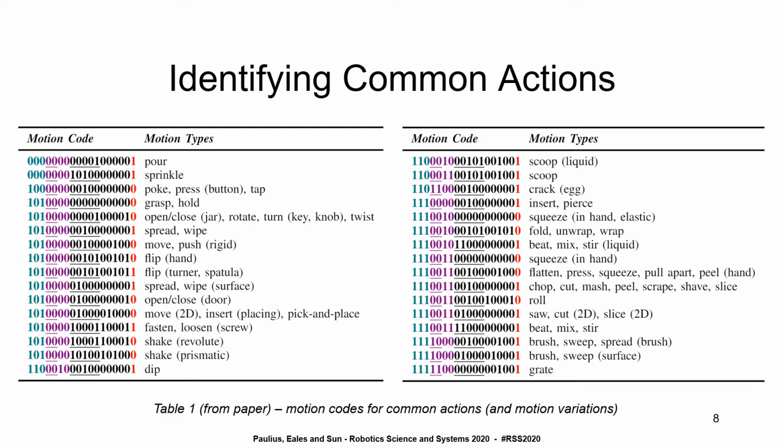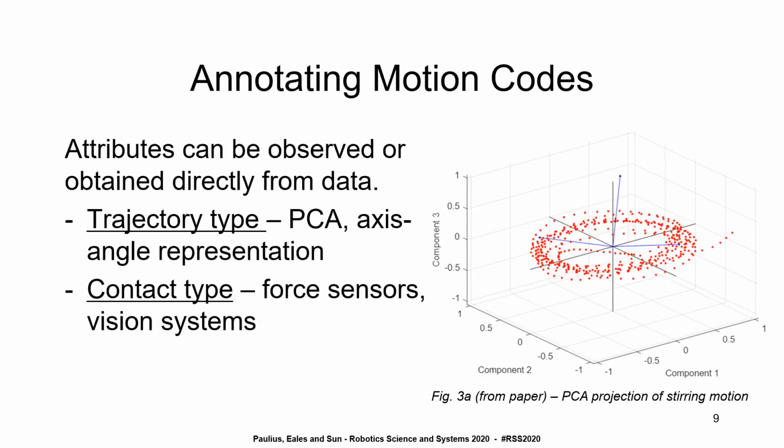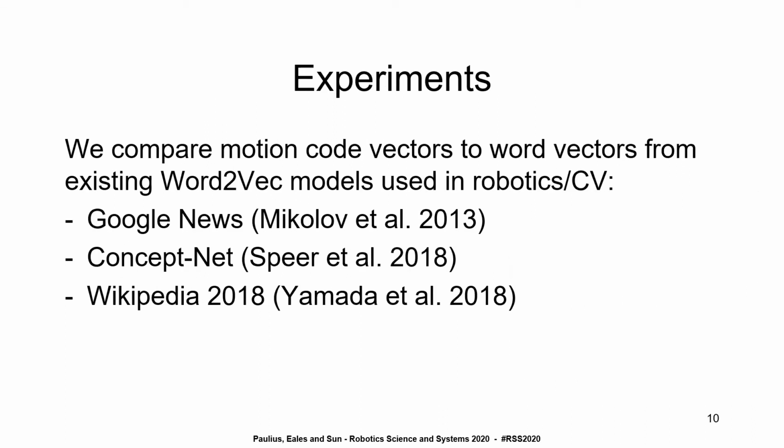Please take a closer look at our paper for further review. Motion codes describe what happens in a demonstrated action. We can either create them by intuition, or we can obtain them directly from recorded data. We describe how techniques such as principal component analysis can be used to extract properties that correspond to the motion taxonomy. To highlight the efficacy of motion codes, we compare them to vectors from existing word2vec models that are frequently used in robotics and computer vision, which include Google News, ConceptNet, and Wikipedia.